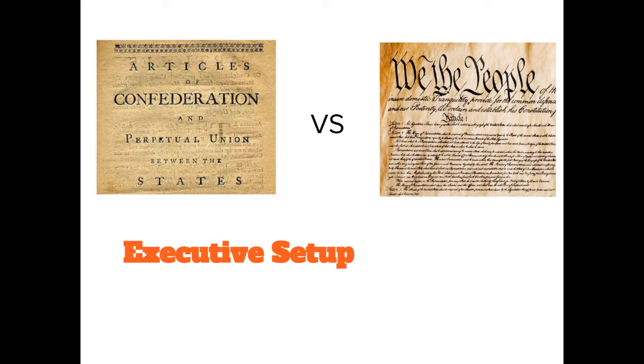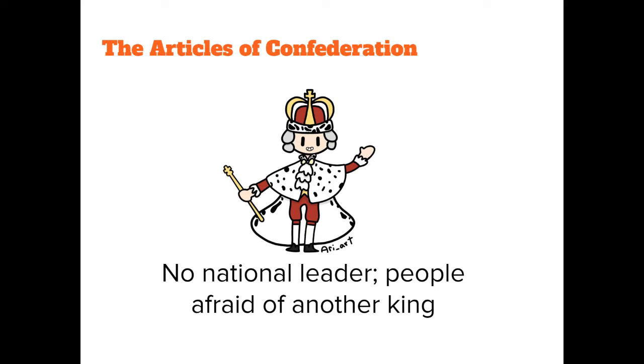The setup of the executive, a person that oversees the government, is also greatly different between the Articles of Confederation and the Constitution. Under the Articles of Confederation system, there is no executive. The only branch is the legislative branch. There's a Congress. That's it. There is no executive branch. There's no president or a person like a president that oversees the entire national government.